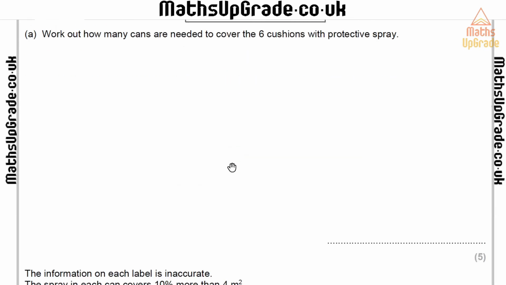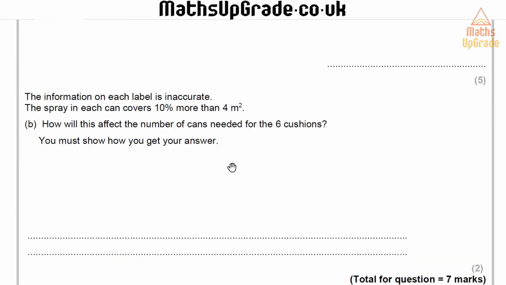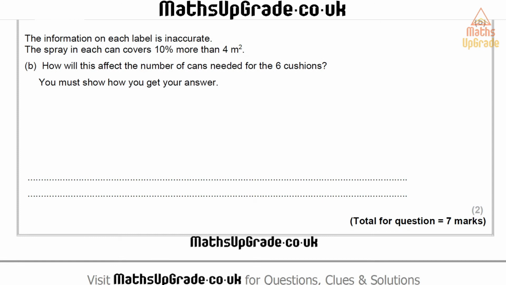The next question here, part B, gives us a little bit more information. It says that the label is inaccurate. The spray in each can actually covers 10% more than 4 meters squared. And we're asked to find how this will affect the number of cans needed for the 6 cushions. We need to show how we get our answer.